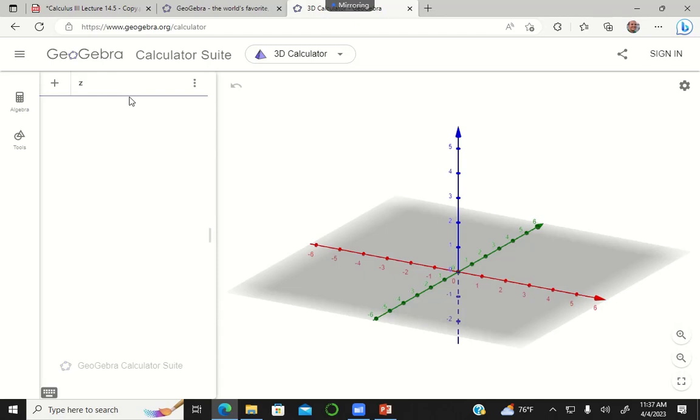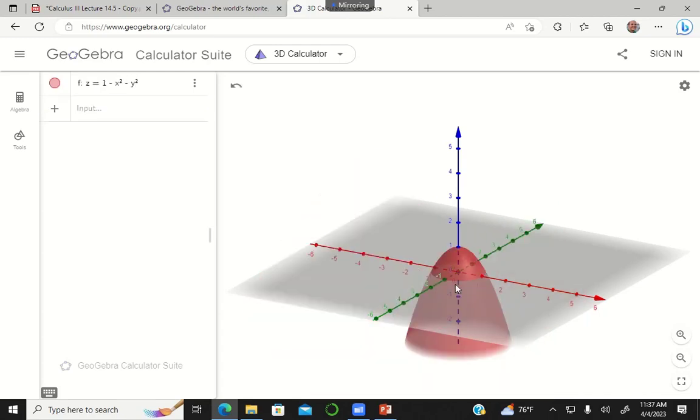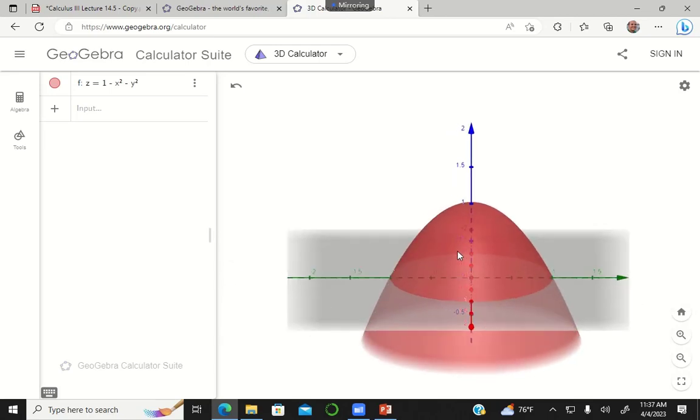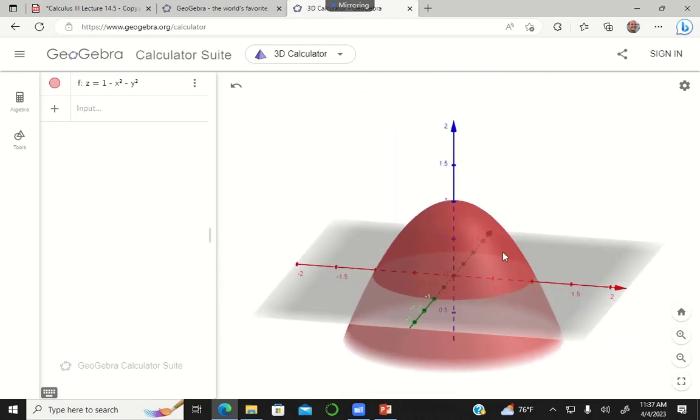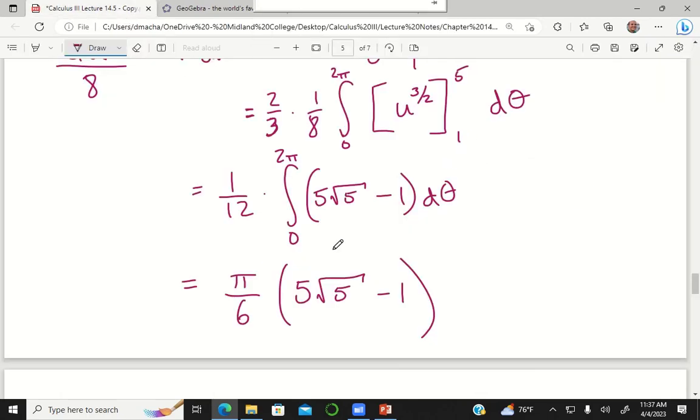So what we had was z equals 1 minus x squared minus y squared. And so we were just calculating the surface area of this little part of the paraboloid that sticks up above the xy plane. And that's what the surface area is. It is pi over 6 times 5 square root 5 minus 1. Kind of bizarre. Any questions?